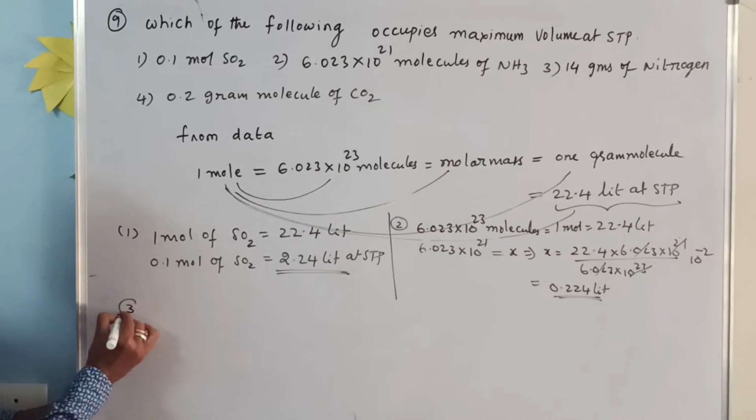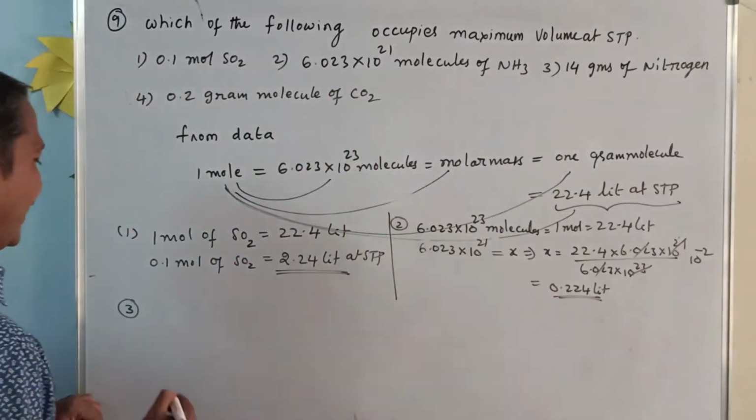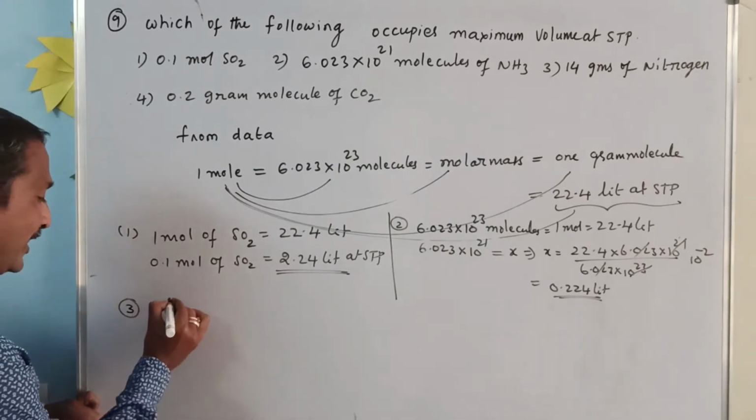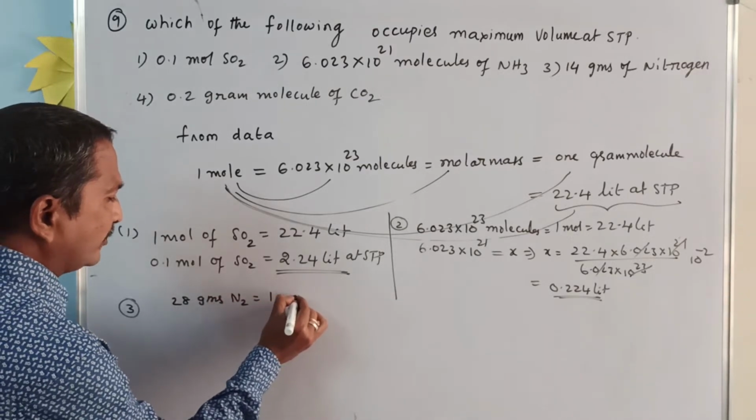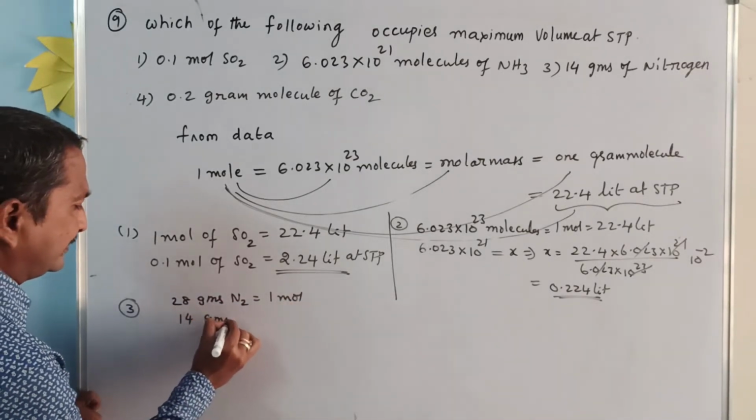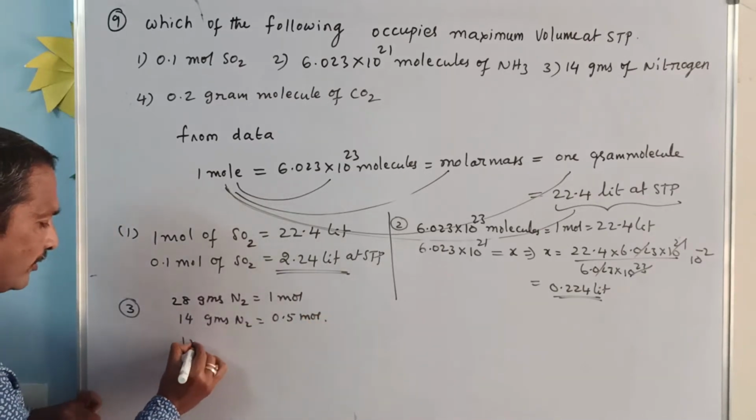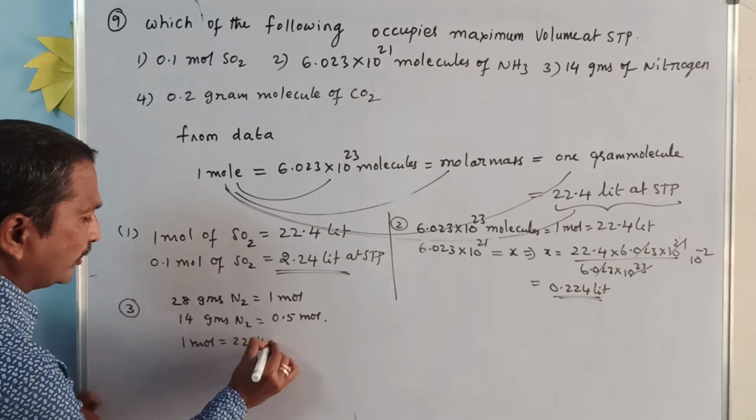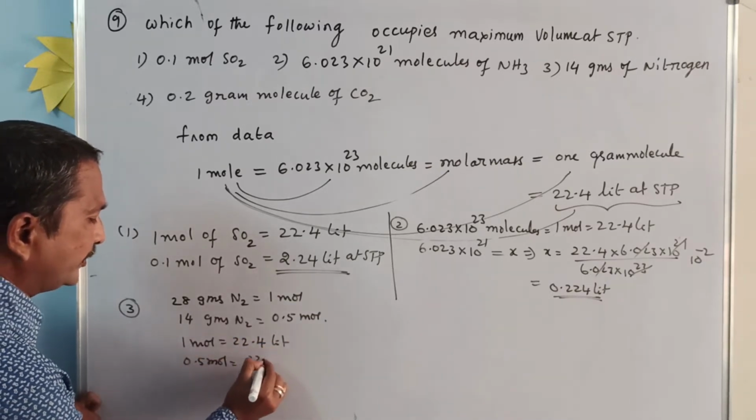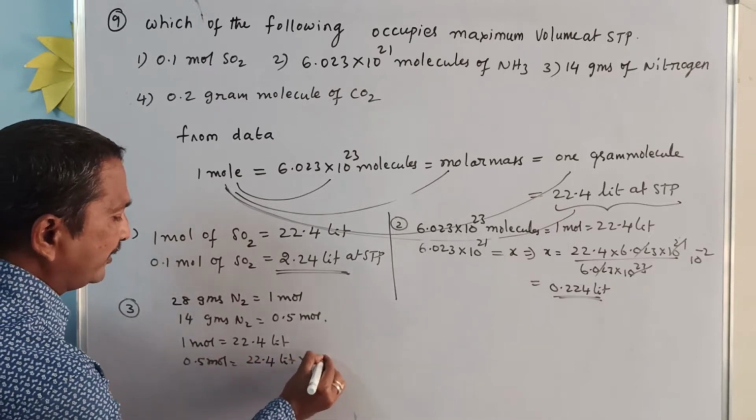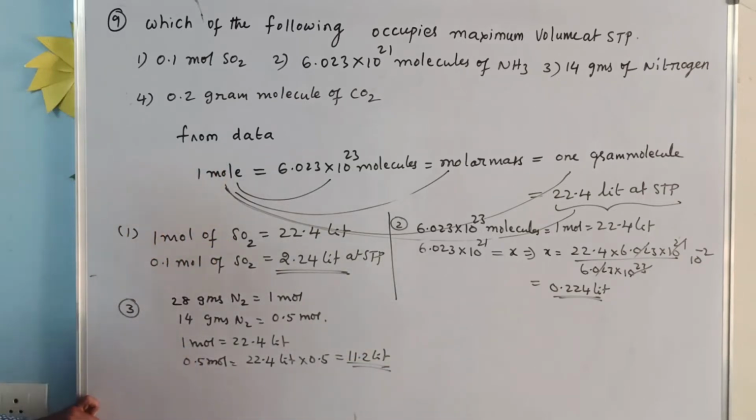Third one, 14 grams of nitrogen. What we know? 28 grams of nitrogen is equal to 1 mole. So 14 grams of N2 is equal to how many moles? 0.5 mole. What we know? 1 mole is equal to 22.4 liters. So 0.5 mole is equal to how much? 22.4 liters × 0.5, that is equal to 11.2 liters. So third one is 11.2 liters.